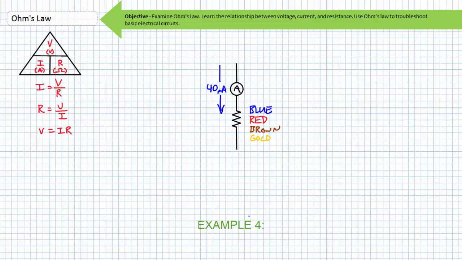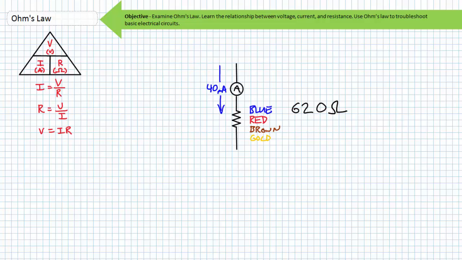Example problem 4. What would the voltage drop be across a resistor with a 4-band color code, blue, red, brown, gold, with an ammeter indicating 40 milliamperes of current is traveling through it in this direction? Blue is a 6, red is a 2, brown means it's followed by 1 zero. The 4th gold band indicates it's a plus or minus 5% resistor, and we'll just assume that this is its nominal value of 620 ohms.